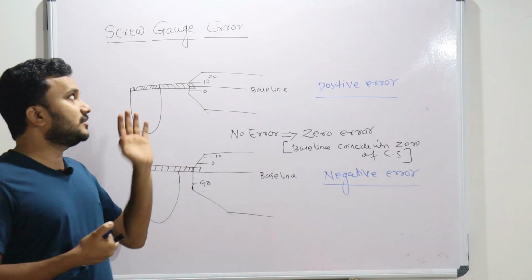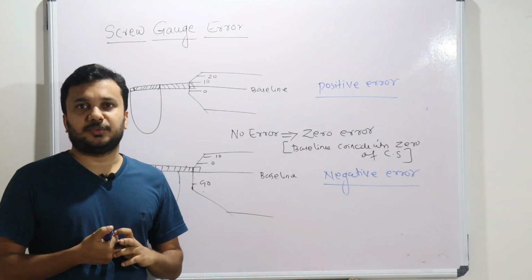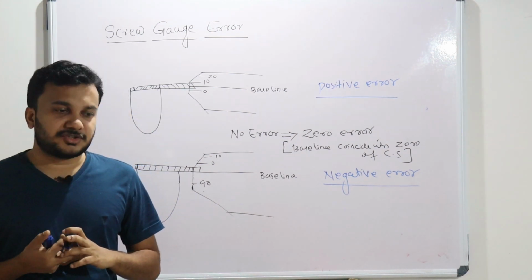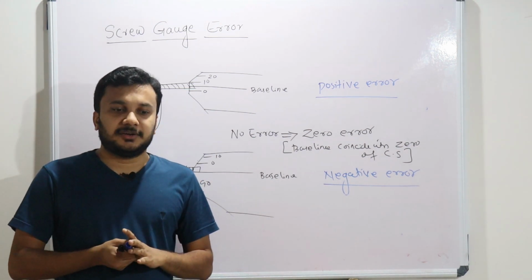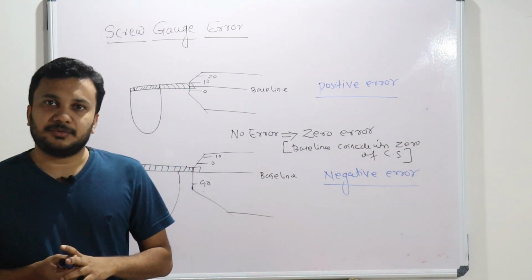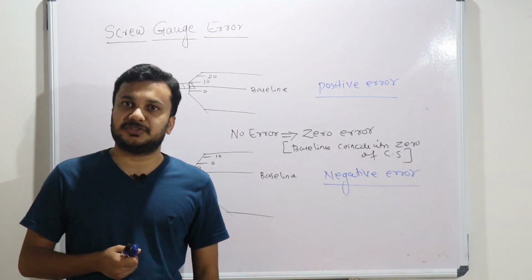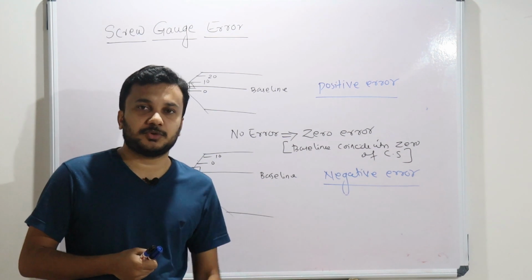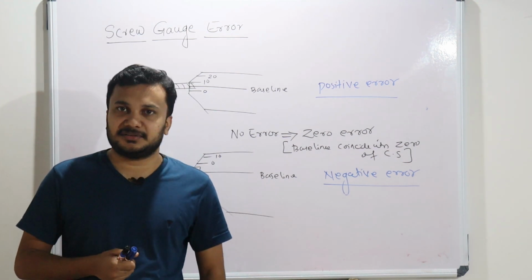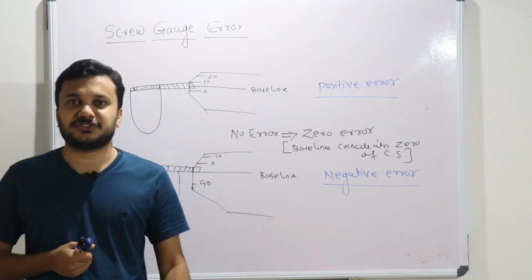So these are the errors of a screw gauge. Hope you understood today's session, and with this we come to the end of this chapter, units and dimensions. So study, and all the best for the questions which come from these sessions.